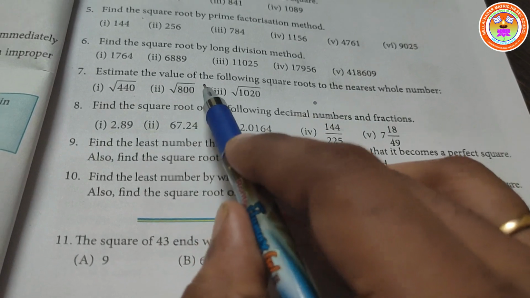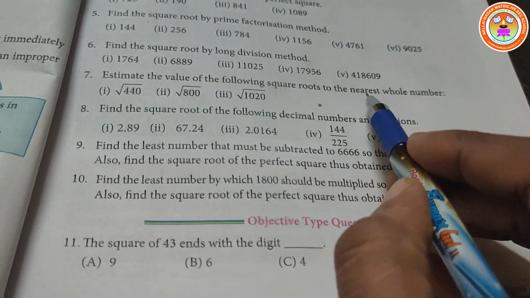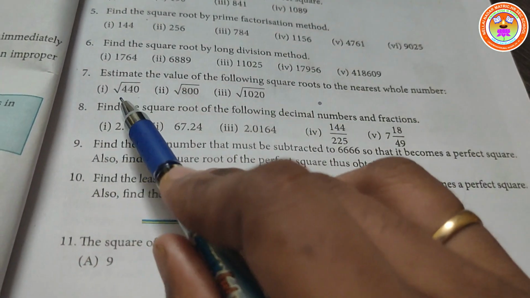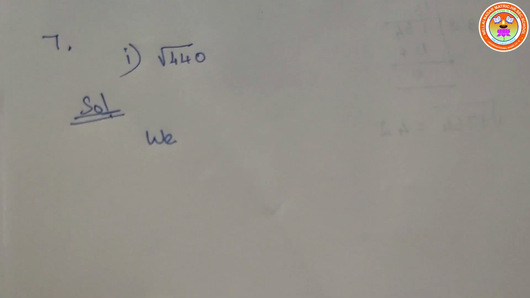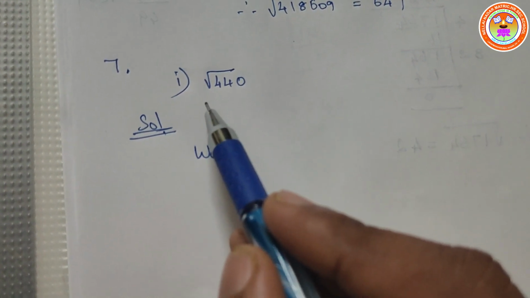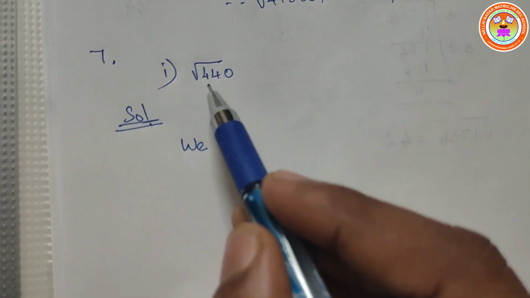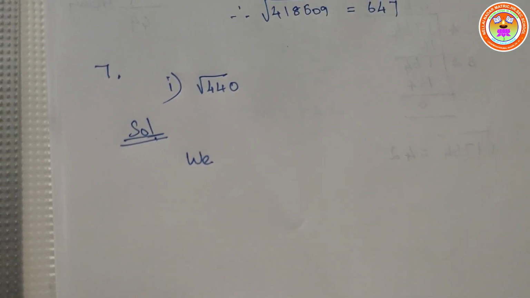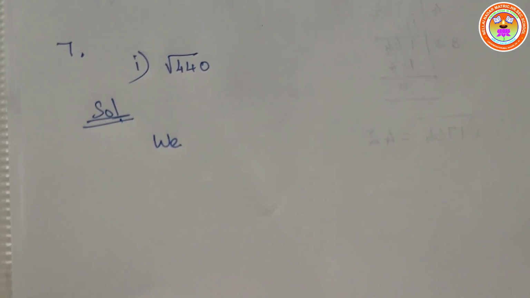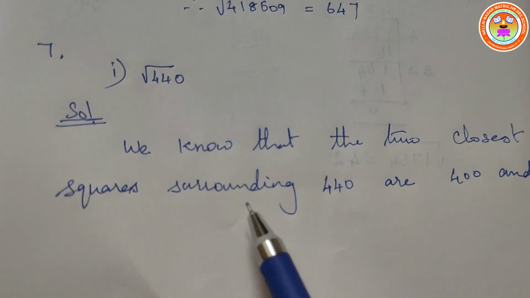Seventh question. Estimate the value of the following square root to the nearest whole number. Square root of 440. Seventh question, first subdivision, square root of 440. It is not a perfect square, so we are going to find the approximate value of this. The first line you have to write like this.